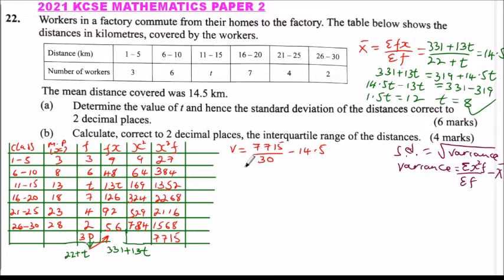So it means standard deviation is equal to the square root of the variance. So it is 7715 divided by 30 minus 14.5, and this is supposed to be squared. So when you compute that, you get 6.85. So the standard deviation is 6.85.